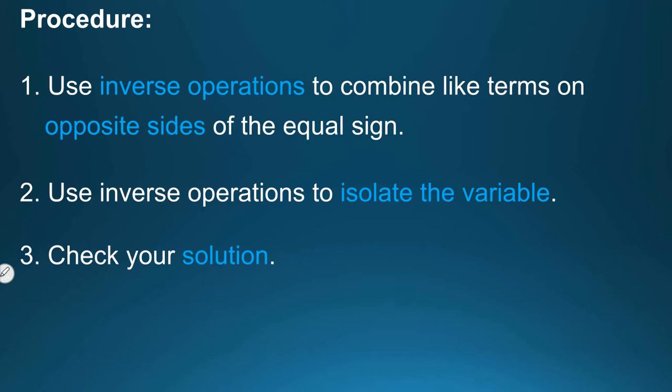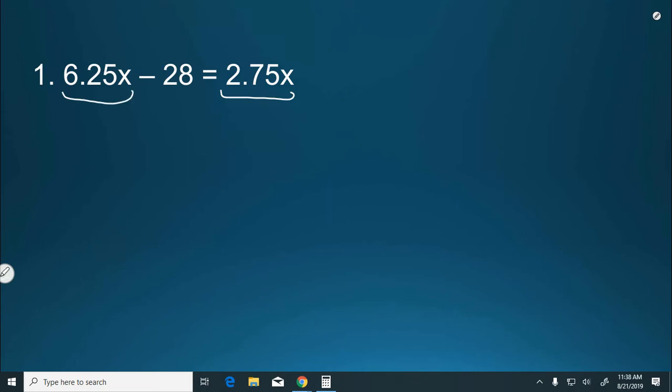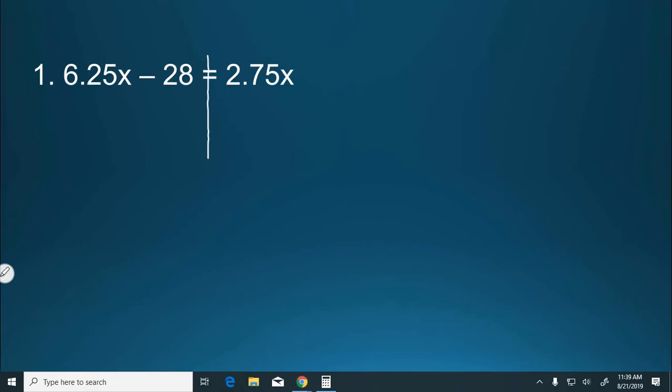All right, so let's take a look at this first problem. 6 1/4x minus 28 is equal to 2.75x. So usually we don't have an x on both sides of the equal sign, and today we do. So instead of adding 28 to both sides, I need to do something to get the 6 1/4 and 2 3/4 together. Now, since here's my equal sign, think of it as a balance. This side has two terms, this side only has one.